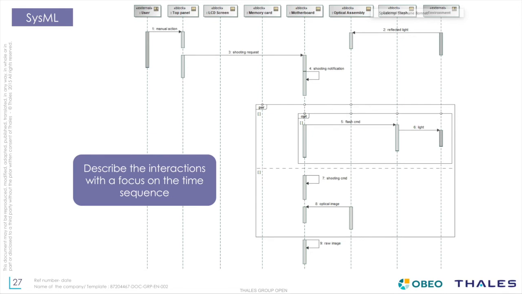Sequence diagrams in SysML describe the interactions with a focus on the time sequence. So what we see on the sequence diagram is a set of lifelines in which we have messages that are connected to operations that are provided by the blocks representing the partitions, the lifelines. We also have constructs like parallel, loops, alternatives, and so on.